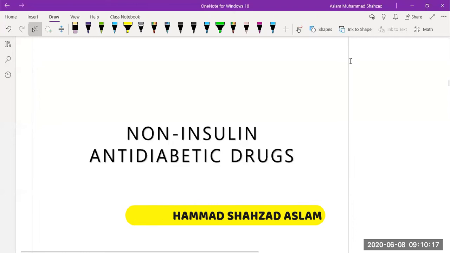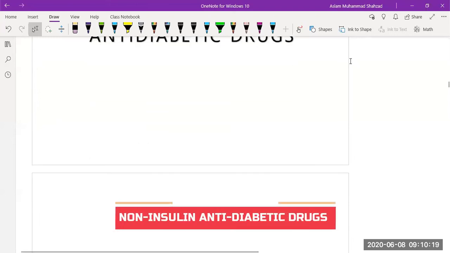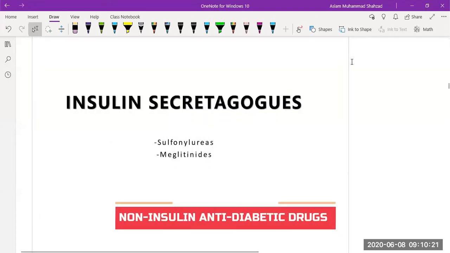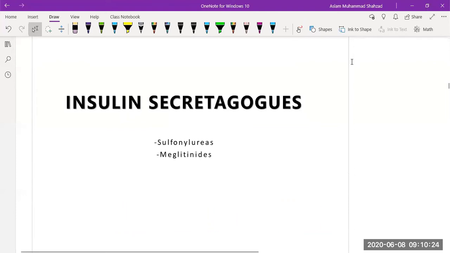Today we are going to discuss non-insulin anti-diabetic drugs, and we have different classifications of the drugs. Let's discuss one by one. Number one, we have insulin secretagogues that consist of sulfonylureas and meglitinides.